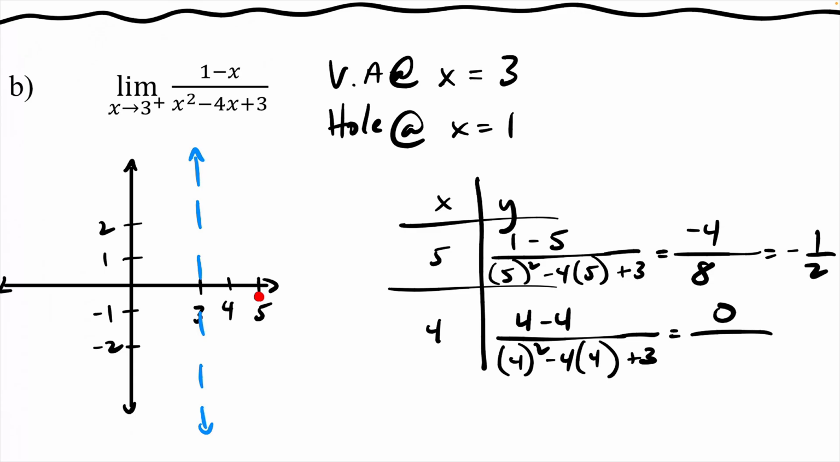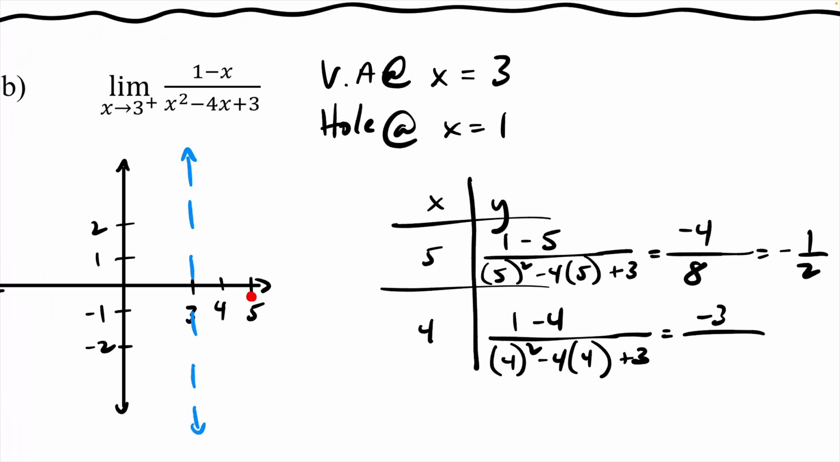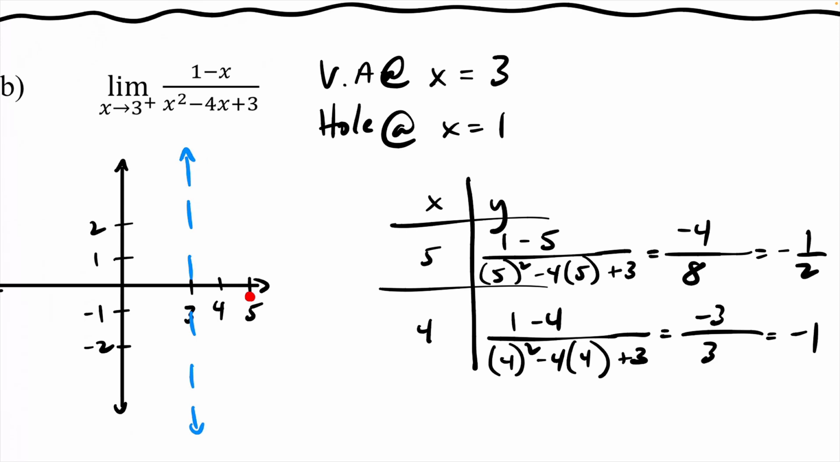So I get 0 on top. And then I get, oh, no, not 0. I get negative 3. I don't know where I got 4 from. So it's negative 3 on top. Let's see, 16 minus 16 plus 3 is positive 3. Negative 1.